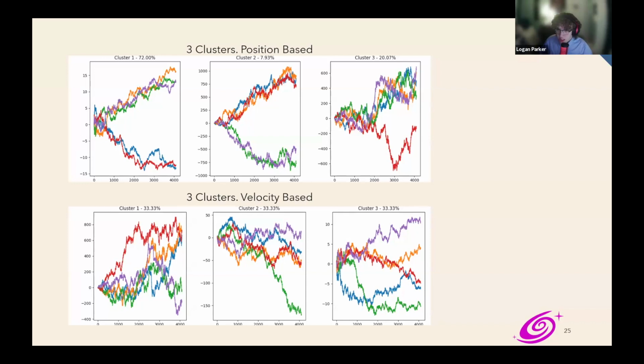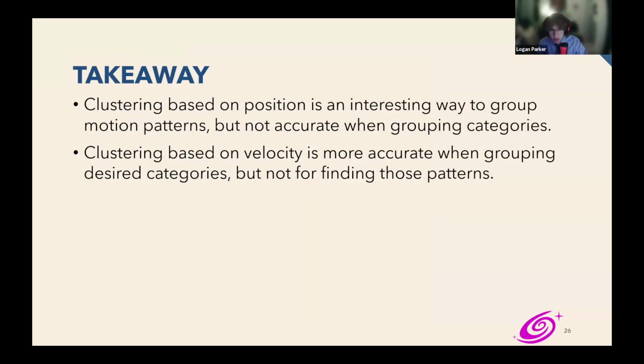So then we passed in not the positional values, but the velocity values to the program, and then it was able to get this out correctly to us. So our takeaways here were clustering based on positions is an interesting way to group motions and find patterns, but it's not accurate when you're trying to find results that you know you're wanting to find, where velocity is far more accurate.